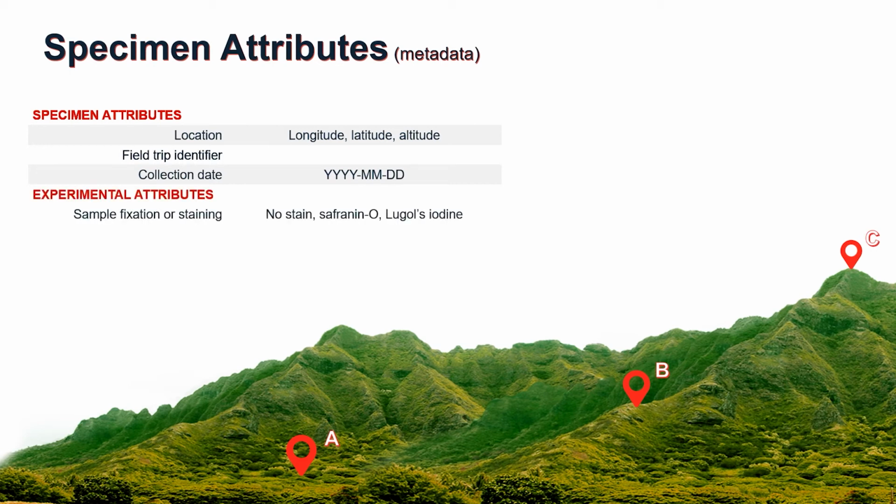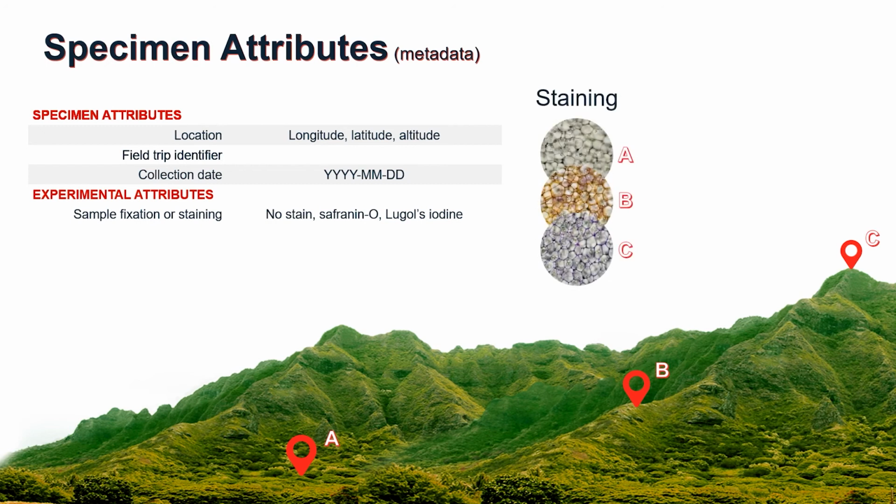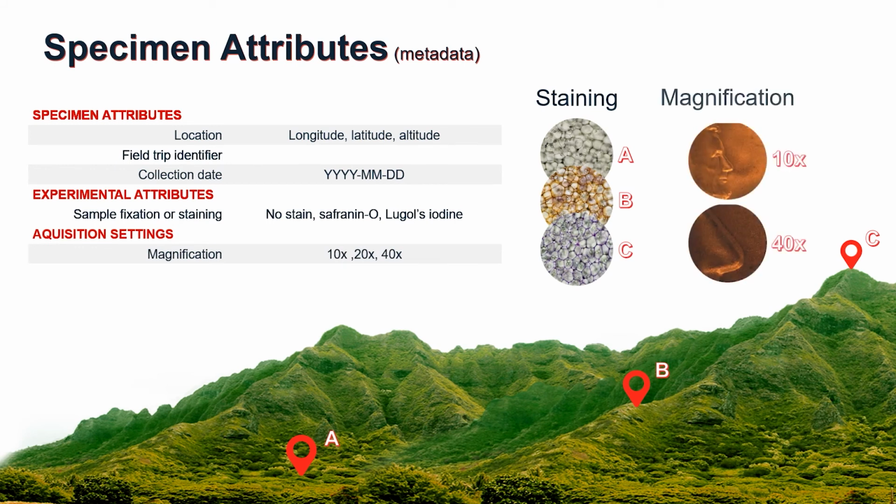Experimentally defined attributes in your study may include preparation of your geological or plant samples, whether they are fixed or stained with compound A, compound B, or compound C, and you may have defined parameters according to acquisition settings, such as the magnification on your microscope. Did you image the specimen with 20 times versus 40 times zoom?